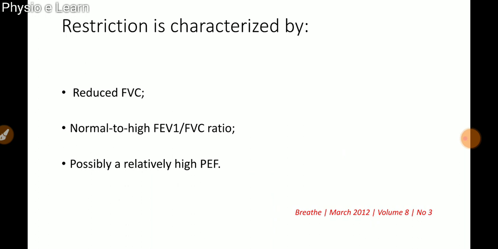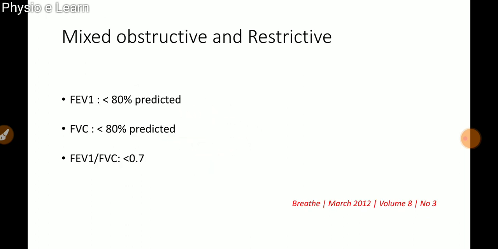Restrictive pattern. As we have discussed, the hallmark of the obstructive pattern was reduced FEV1 and reduced FEV1 by FVC ratio. Now the hallmark of a restrictive condition is reduced FVC and a normal FEV1 by FVC ratio. Whereas in an obstructive condition the FEV1 is reduced and the FEV1 by FVC ratio is also reduced, in a restrictive condition FVC will be reduced and the FEV1 by FVC ratio will be normal.